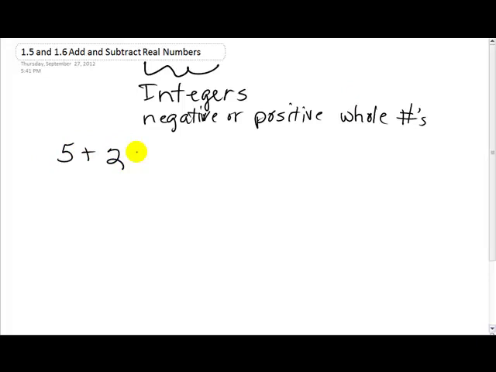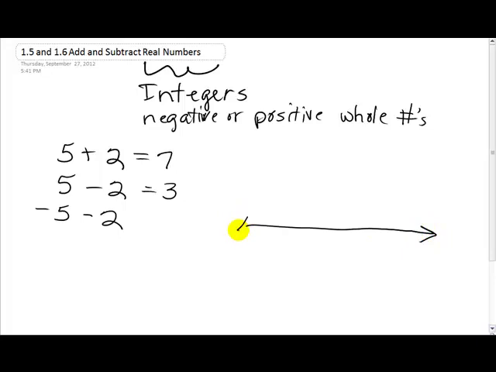Here we've got 5 plus 2. You've been doing this for a while. You know this equals 7. 5 minus 2, we would subtract, and we would get 3. But when I throw another negative in here, I'm not sure what to do. And so I'm going to draw a number line for this so we can see what happens.